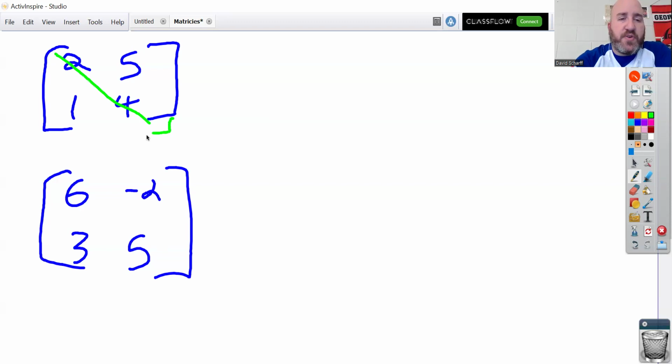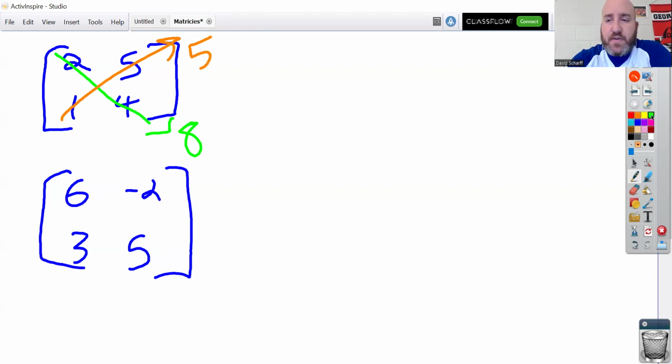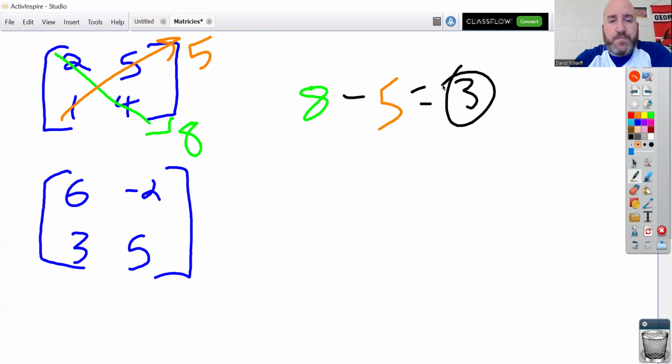So 2x2 is super easy. Super easy. 2 times 4 is 8. 1 times 5 is 5. I'm going to do 8 minus 5, which of course is 3.